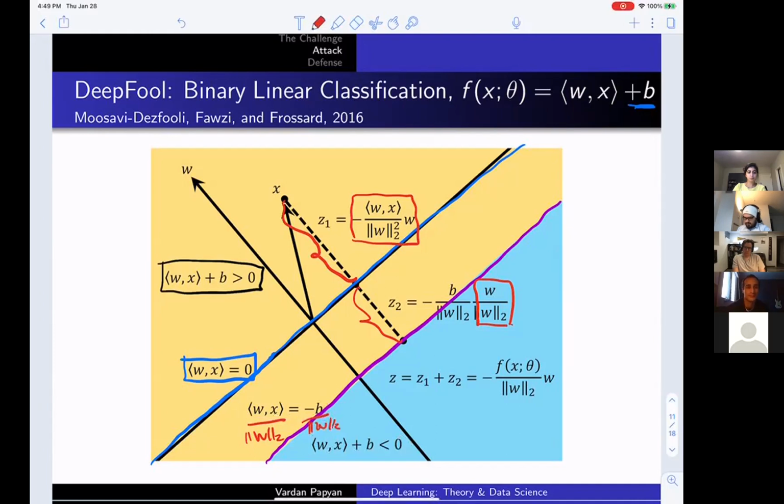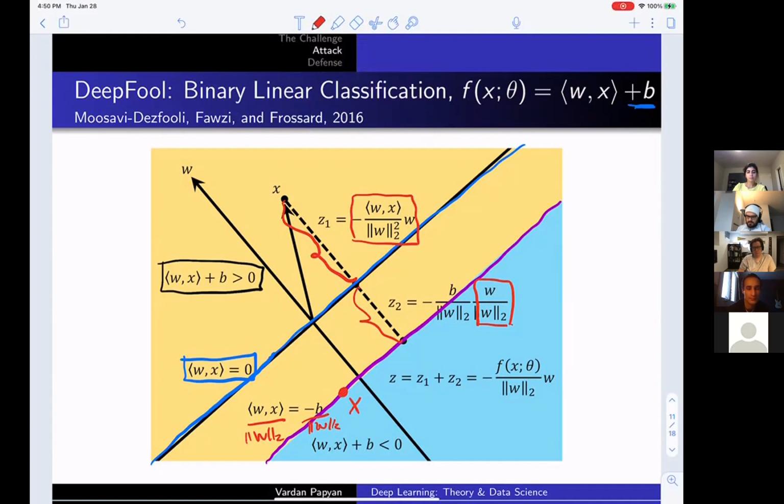So what do you get? You get w divided by the L2 norm of w, inner product with x, is equal to minus b divided by the L2 norm of w, right? And then what is x on this hyperplane? You can think of x as just being a point here, right? This is one possible x. And what does this equation say?